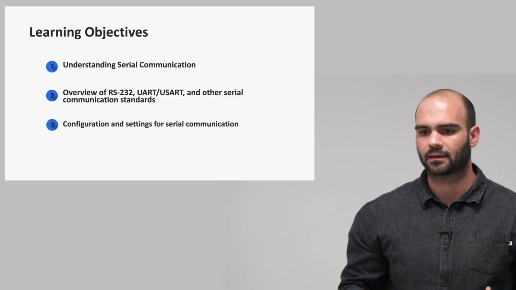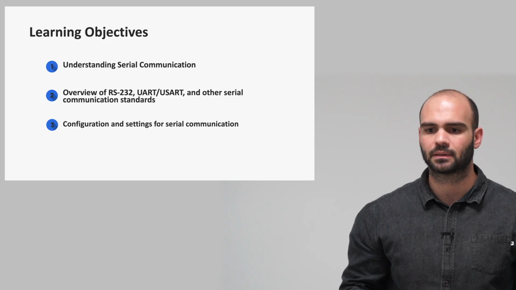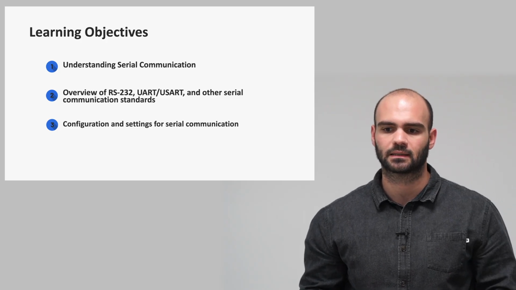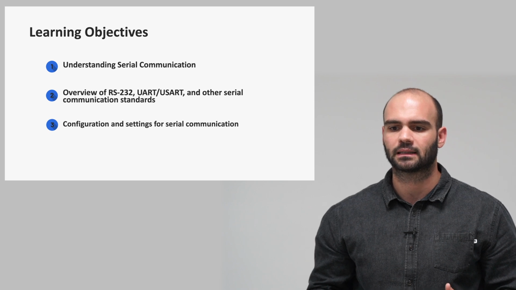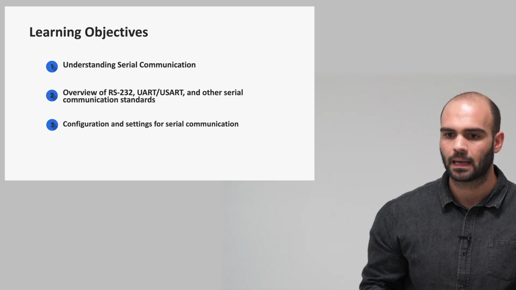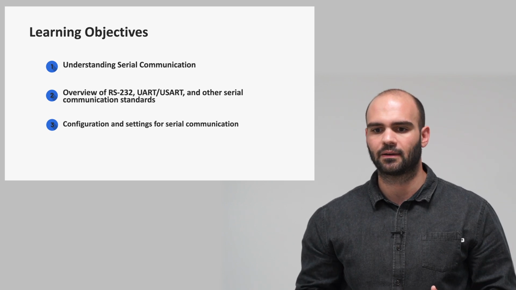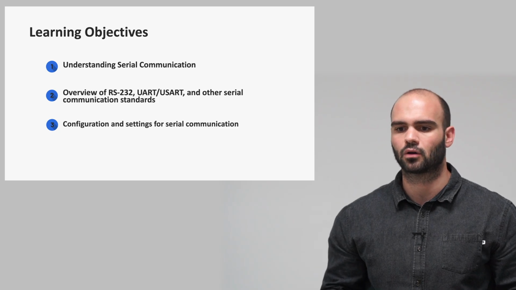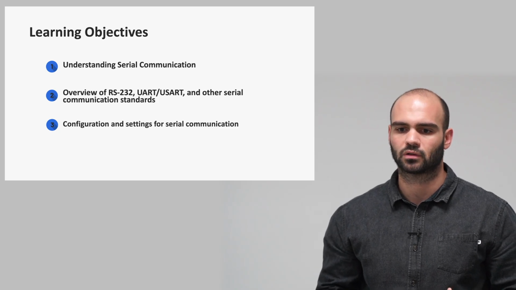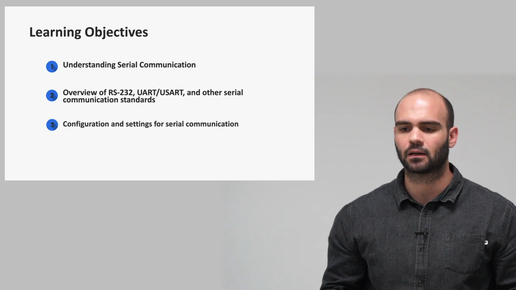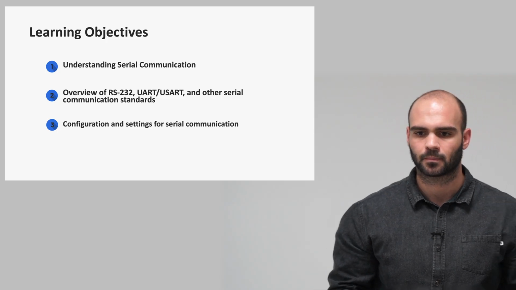Finally, we will learn how to configure and set up serial communication, including settings which are essential for reliable data transfer between devices. By the end of this section, you will have a solid understanding of how serial communication works and how to use it effectively in industrial or embedded systems.